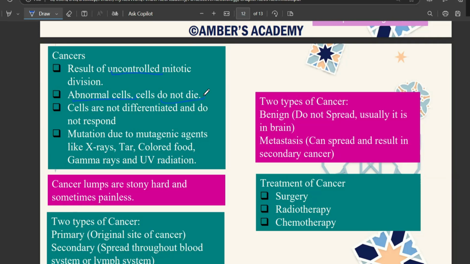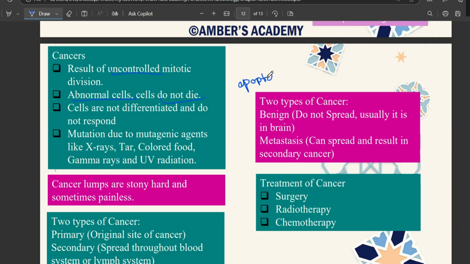Like in a normal human being, when a cell is ruptured or something happens to a cell, it dies. That process is known as apoptosis. If you want to write it, you can write it. Apoptosis is the process in which the cell dies after completing a certain age. Okay. So what did I say? I forgot the word.